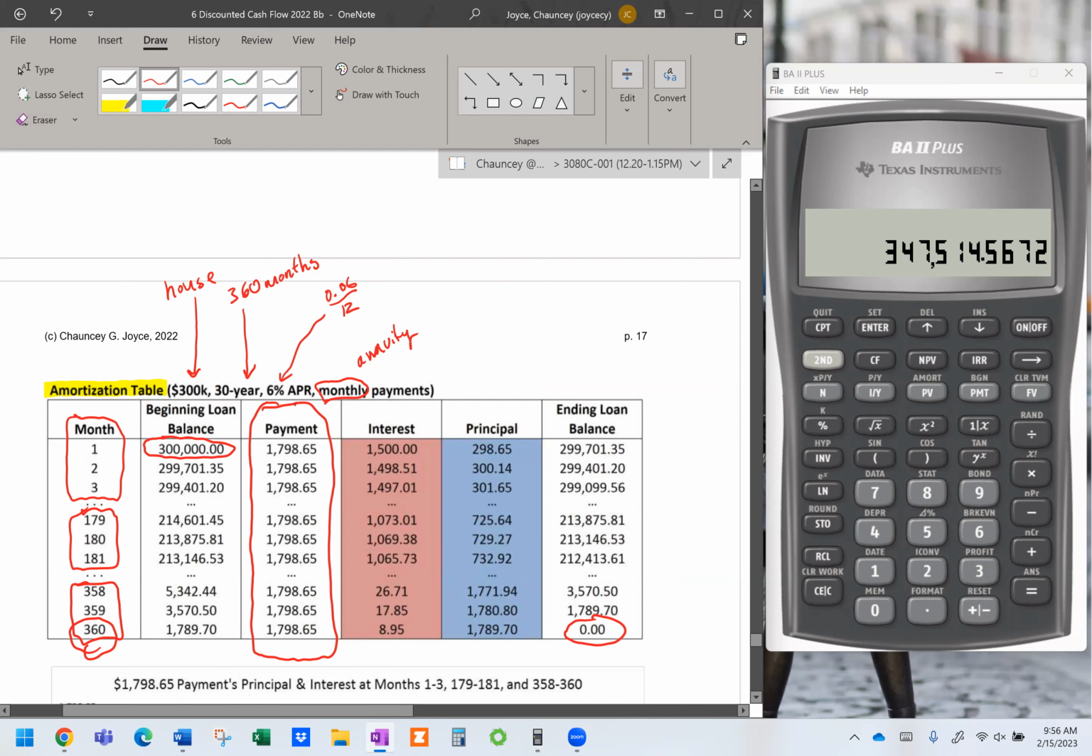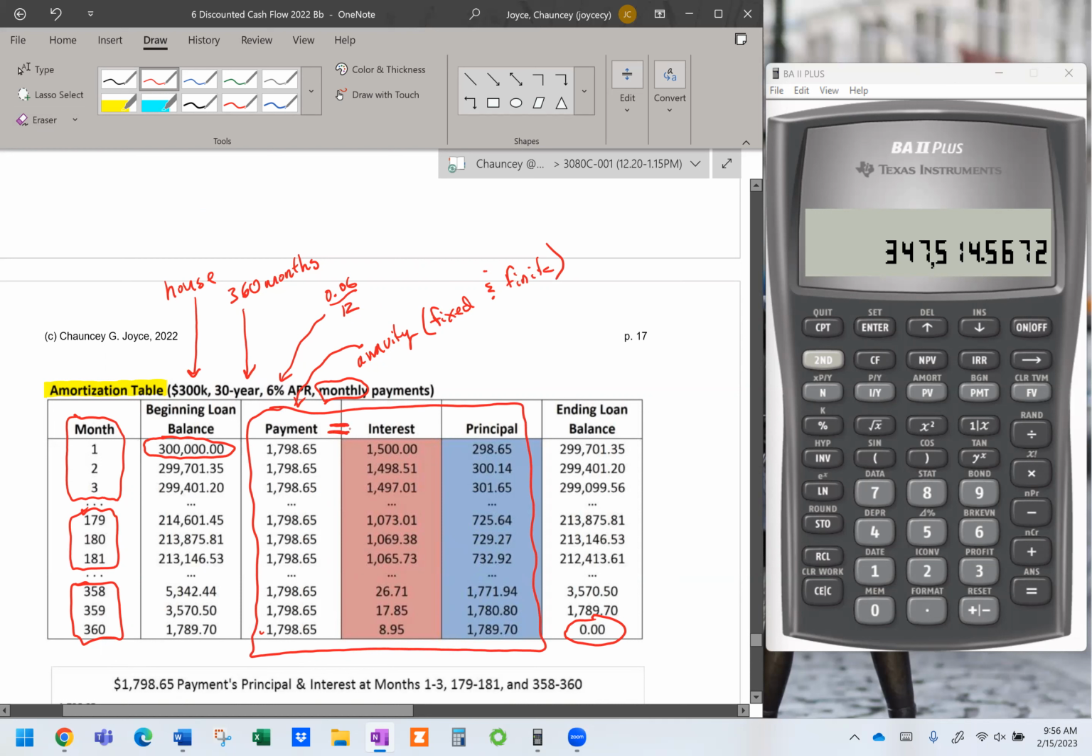So here's that portion. It's nice to see this annuity here. It's fixed cash flow. They're all 1798.65, right? Fixed cash flow. They're all 1798.65 and finite. They'll eventually stop. They have some ending time. They're not perpetuities. So let's double click into this payment. You can see what I was mentioning before. Each payment is comprised of interest and principal.